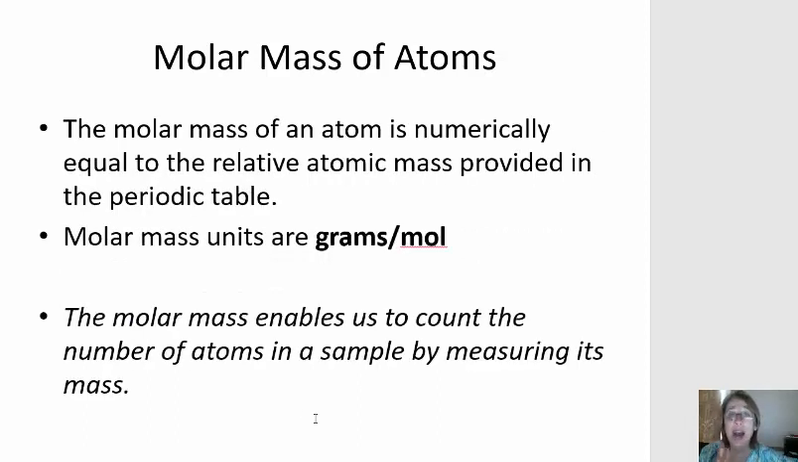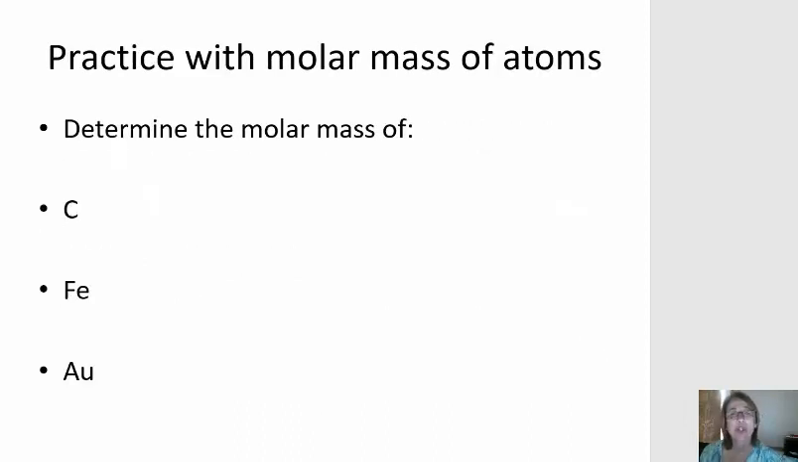Right, so we can easily determine the molar mass of atoms by looking at the periodic table, and let's practice with that. I want you to pause the video and determine the molar mass of these 3 atoms, carbon, iron, and gold.